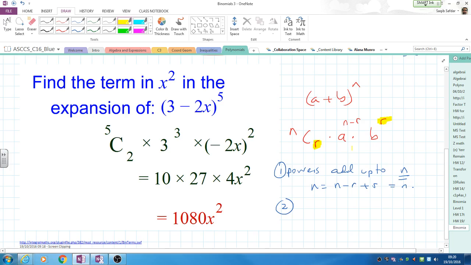50C45 is the same as what? 50C5, right? So straightforward. Is that okay? Have I lost anyone? 50C47 is the same as what?